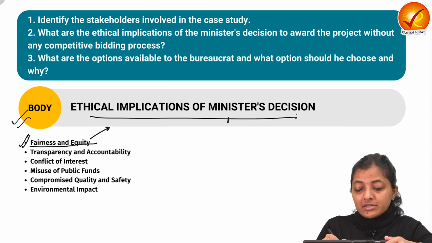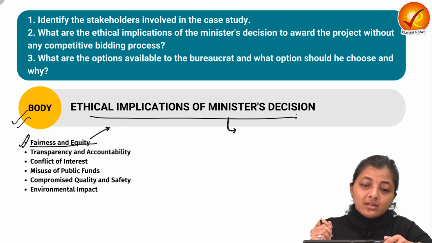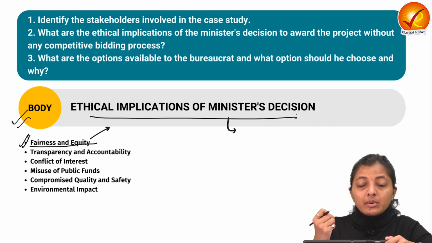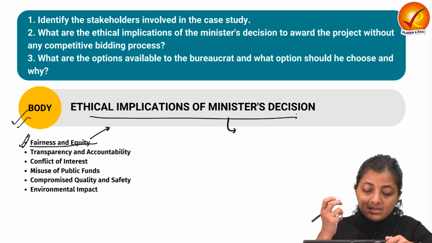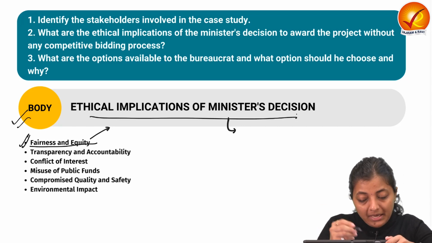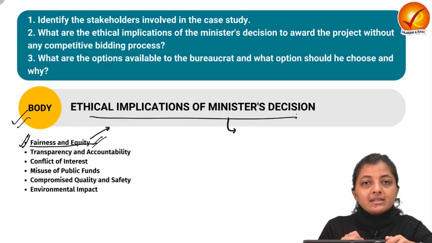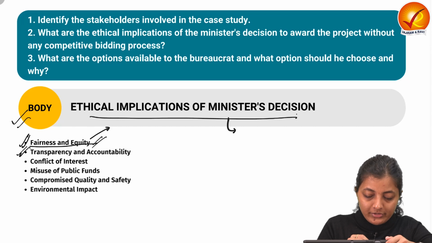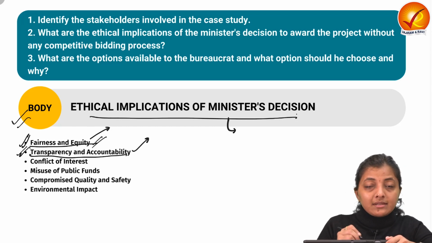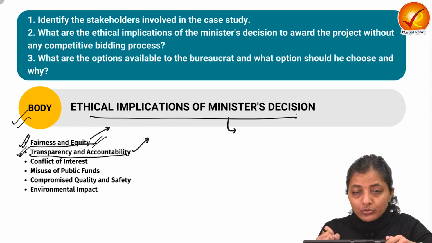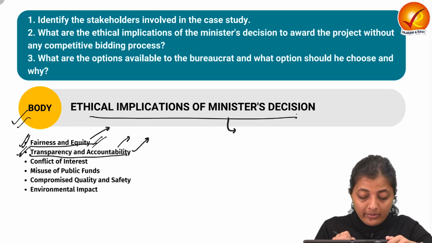If this minister had not given the contract directly to this contractor, multiple contractors would have come up, done the bidding process, and the best would have won. So by bypassing all this, it is hampering the fairness and equity values. Next is transparency and accountability. Bypassing the bidding process and involving corrupt practices hampers transparency and accountability.